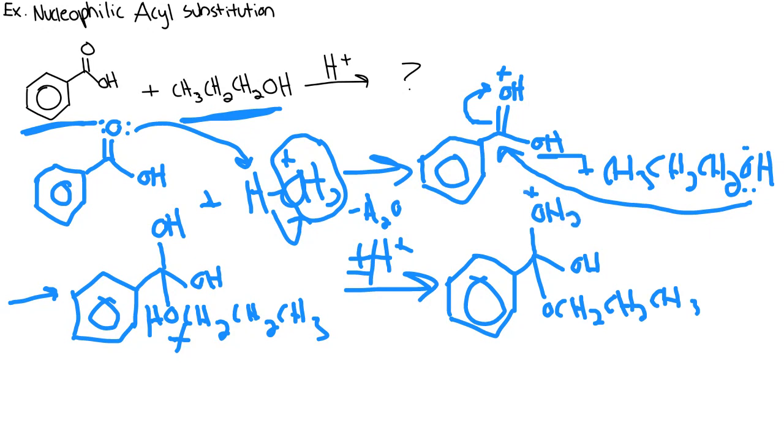Okay, so we have OH2 with a positive charge. We know that's a very good leaving group, so that'll come off. And now this oxygen here has 2 lone pairs of electrons. To keep that carbon tetravalent, those lone pairs of electrons will come down to form a double bond. Okay, keep the carbon tetravalent. We lost water.